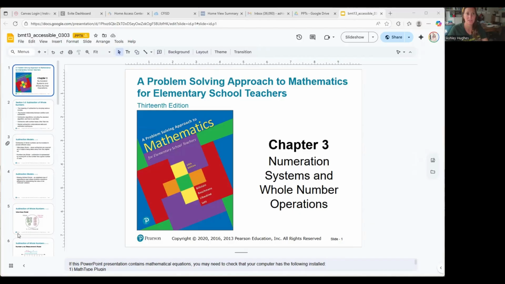Okay, so section 3.3, I can get more tools to come up.